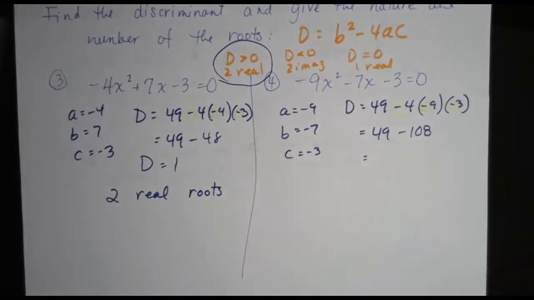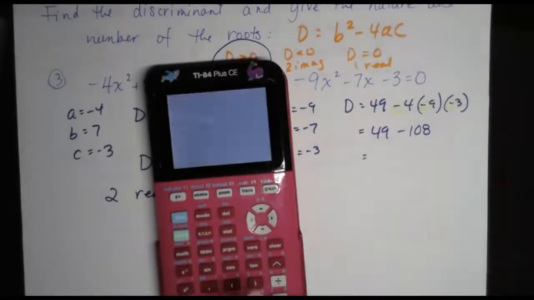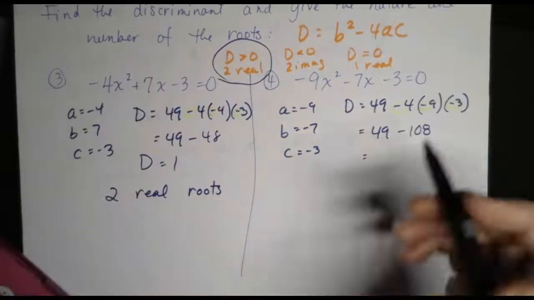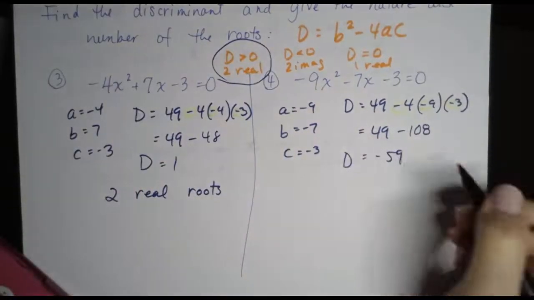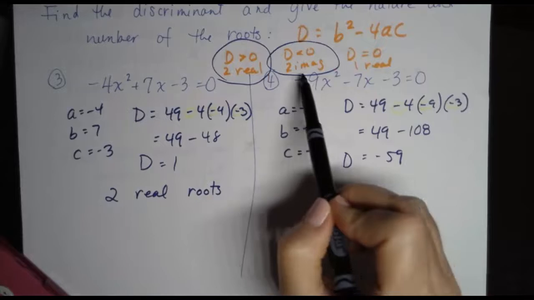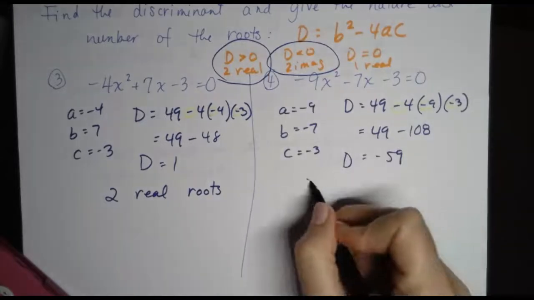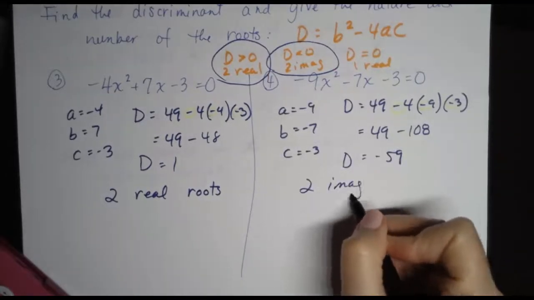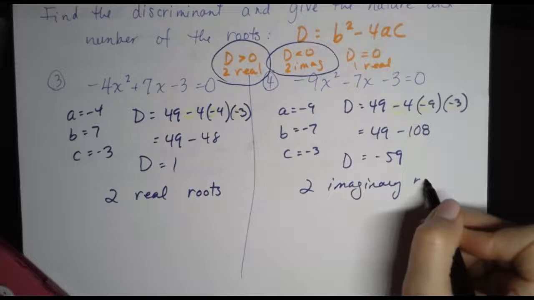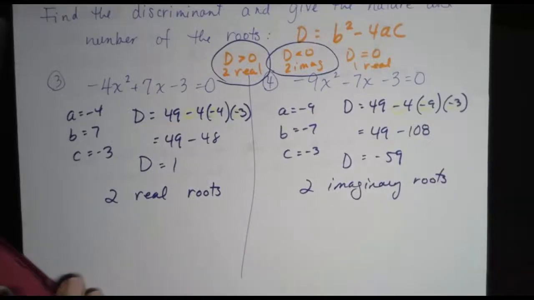So we end up with 49 minus 108. And if we say 108 minus 49, I'm going to go to my calculator to be sure I don't mess it up. Minus 108 is -59. So our D value is -59. That means our D value is negative. There will be two imaginary roots for this particular function.